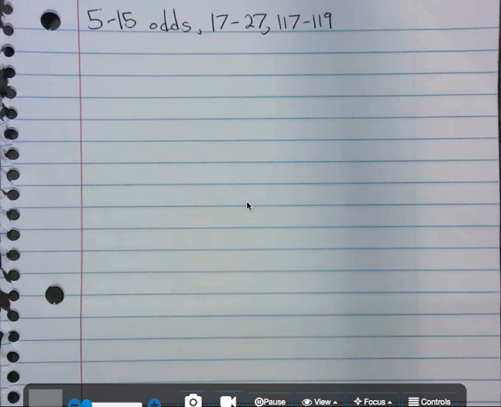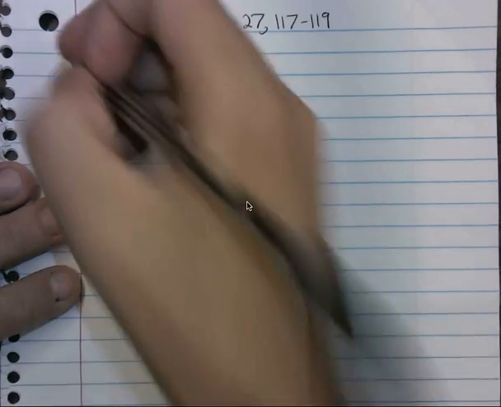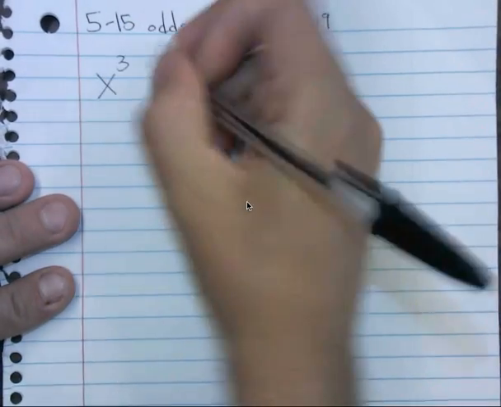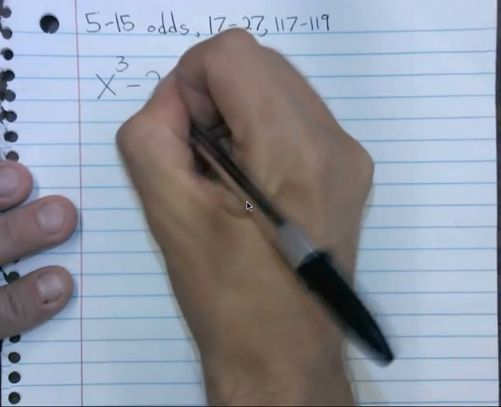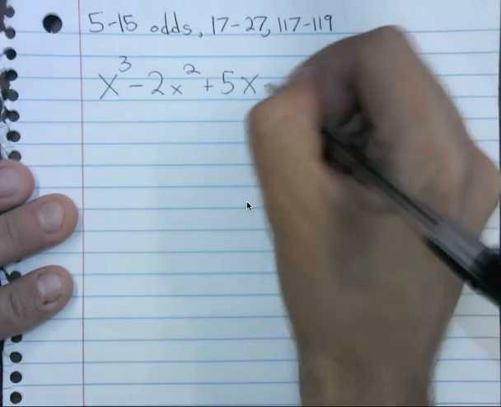Hey Pre-Calc Pros, I'm going to be taking a look at the P5 homework that you had to complete for Tuesday the 24th. I'm going to skip some of these because I did them in class, so if you need those, you should have been copying them down when we did them. I'm going to start first with 11, which was x cubed, deducting 2x squared, then adding on 5x and then subtracting 10.